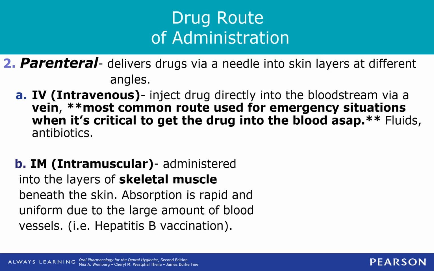Once again, IV, the drug is injected directly into the bloodstream through a vein, and this is the most common route used for emergency situations when it's critical to get the drug into the bloodstream as soon as possible. IM, or intramuscular administration, is administered into the layers of skeletal muscle beneath the skin. Absorption is rapid and uniform due to the large amount of blood vessels. An example of this would be the hepatitis B vaccination.